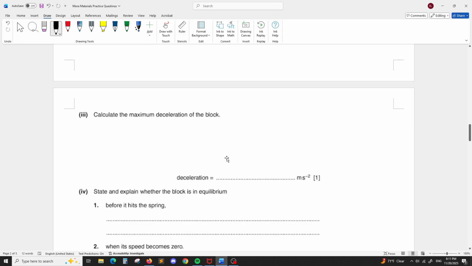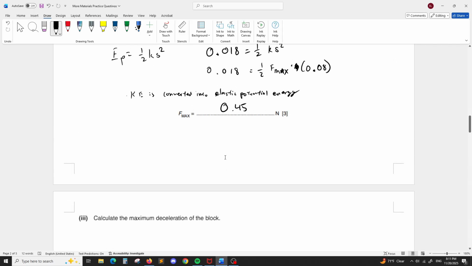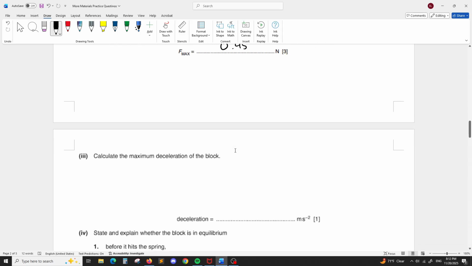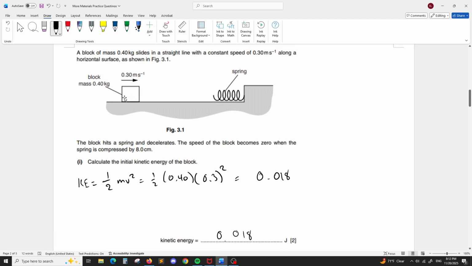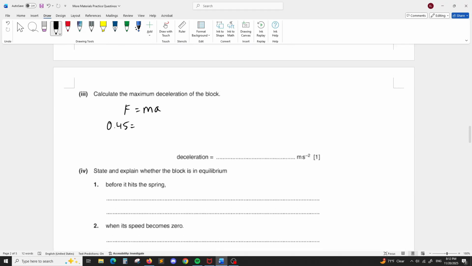Calculate the maximum deceleration of the block. Well, okay, so we know the maximum force, right? So from Newton's second law, we know that force is equal to ma. So our force is 0.45. Our mass, if you remember, is given. They tell us that the mass of the block is 0.4 kilograms. So 0.4 times a, and then a turns out to be 1.1.